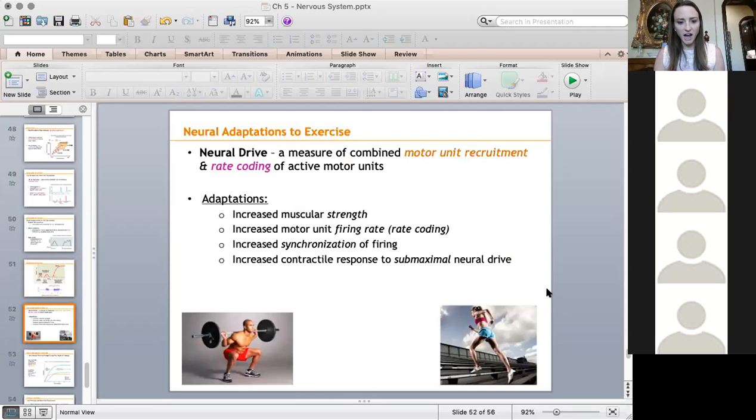All right, neural drive. So neural drive is a training adaptation, and we're in adaptations. We're kind of towards the end of the lecture, almost done. Yeah, that's the best way to go here.